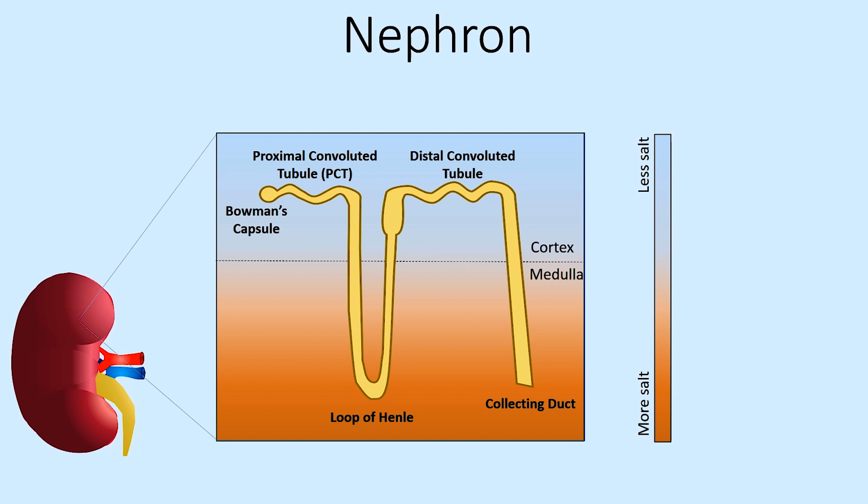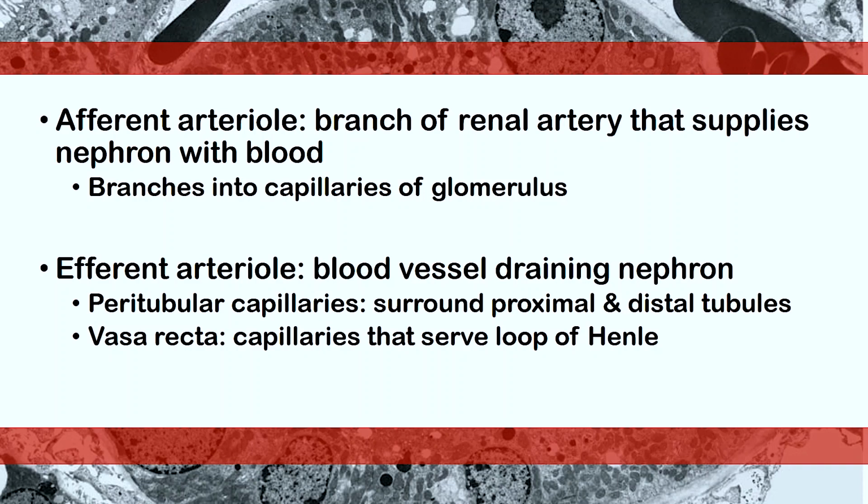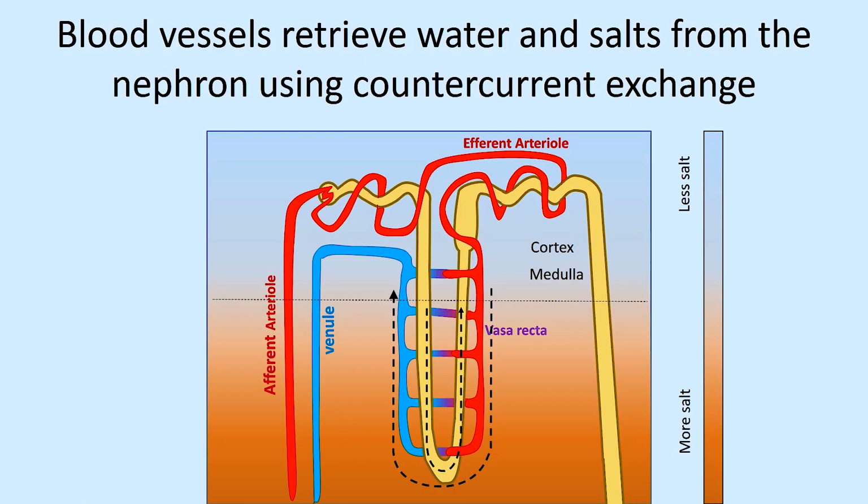Recall also that you have a series of blood vessels that are feeding this nephron. The afferent arteriole will be a branch of the renal artery that supplies the nephron with blood. That will then feed into the glomerulus and then continue on in the form of the efferent arteriole. In the efferent arteriole, the peritubular capillaries will move in amongst the distal and proximal tubules, resorbing the fluids and salts that were resorbed by those portions of the nephron.